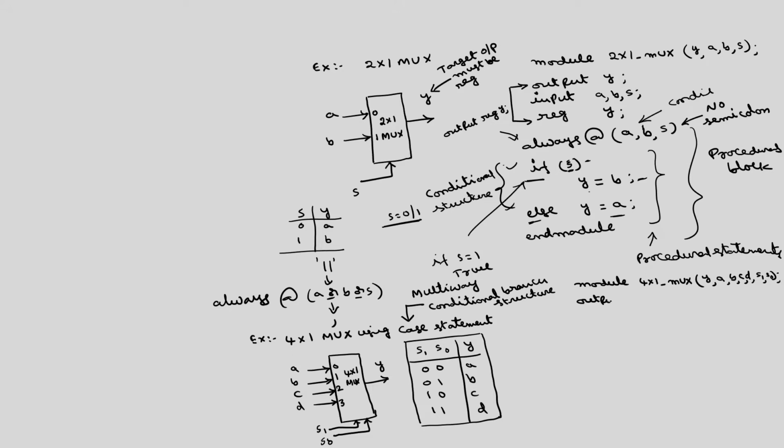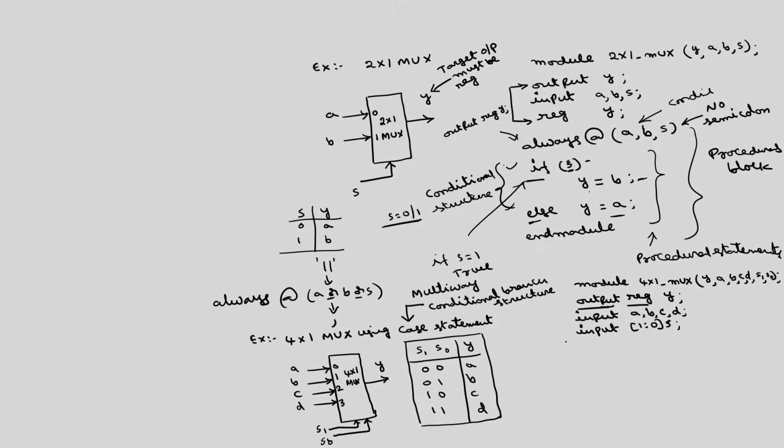Output, I will include register also, register Y. So, these are 2 keywords separated by tab. Then input A, B, C, D, and another input is a vector, we can call this S[1:0]. This is S1, S0.